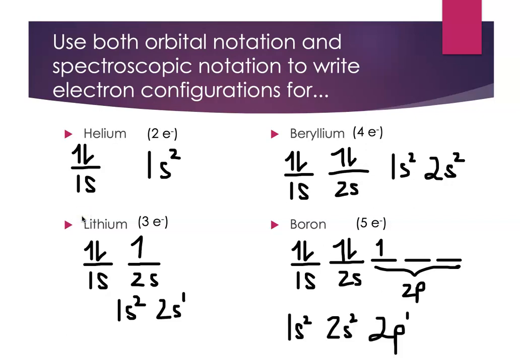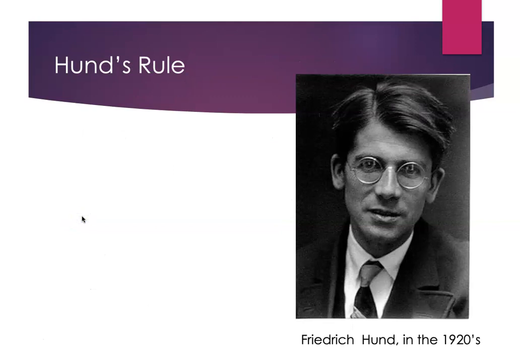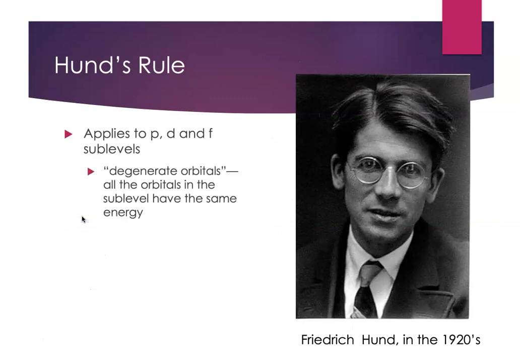Okay, great. But I can't go any farther until I learn the 3rd rule. So let's go ahead and do that. The 3rd rule is called Hund's rule, and it applies to the p, d, and f sublevels. These are the sublevels that have more than 1 orbital in the sublevel. And we say that the orbitals in these sublevels are degenerate. They all have the same energy. So the p orbitals in sublevel 2p all have the same energy. The 5 d orbitals in a 3d sublevel all have the same energy, and so on.